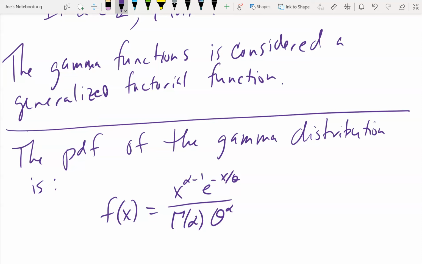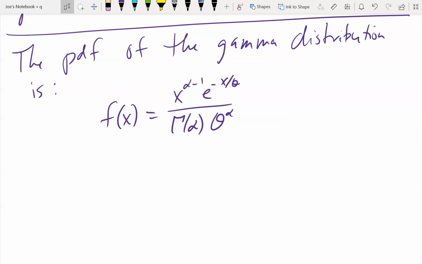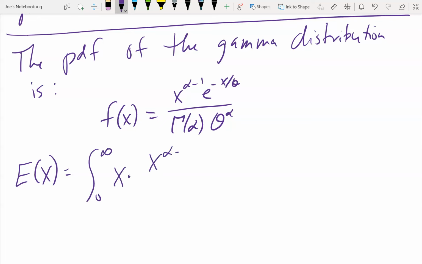And you can also figure out the mean and the variance of this distribution pretty quickly, and its moment generating function. So let's do mean. Say I want to do expected value of this. If I do the expected value, I would do x times the PDF, right? That's how we do expected value, isn't it?